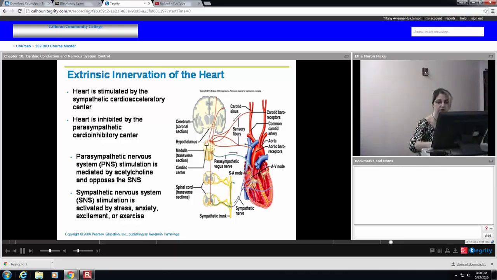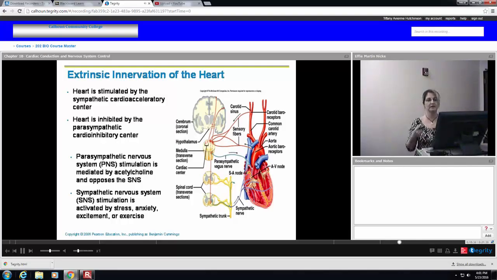Let me go ahead and change colors here. Let's go with the green. Okay, so within the brain, we have cardiac centers that are inhibitory and stimulatory. Now, these are located within the medulla oblongata. Remember that from your brain anatomy? You better. Where's it at? Located in the brain stem, exactly.